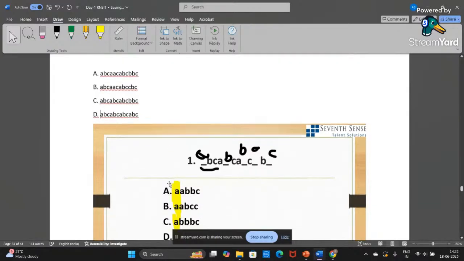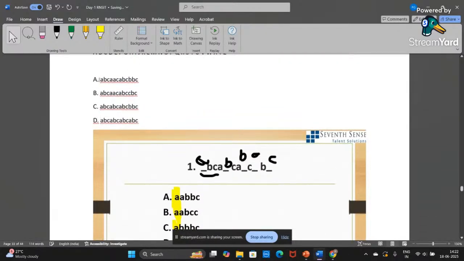Now we have filled the blanks with all the options. Let us read the series now. A B C A C A B C B B C. This is not in the sequence, so this is not the right answer. Next, A B C A C C A B C C B C C. This is also not in the sequence. Next, A B C A B C A B C C. Up to here it is in a sequence. Up to C it is in a sequence. After that, B is repeated twice. Instead of B, it has to be A. So this is also not in a sequence.